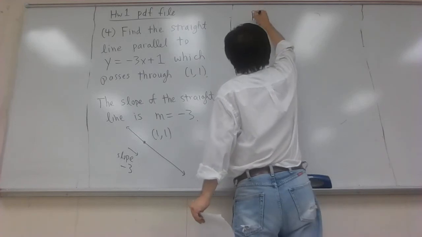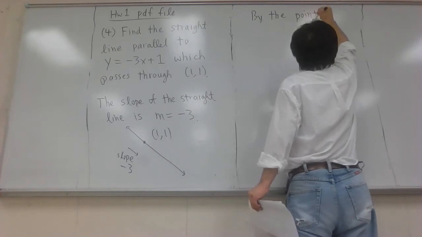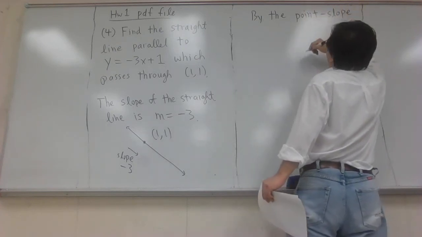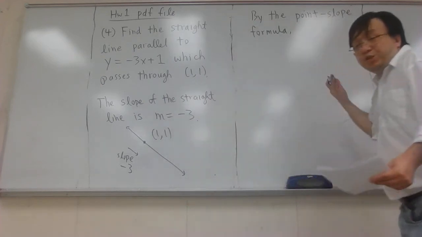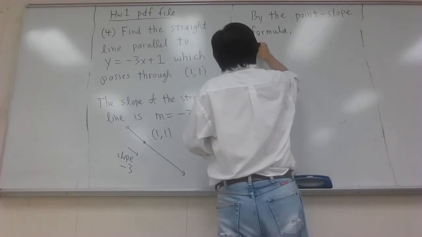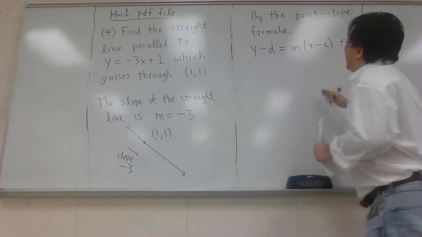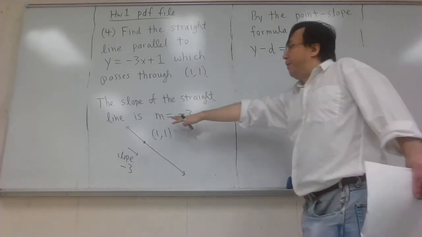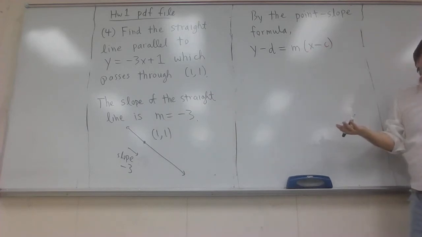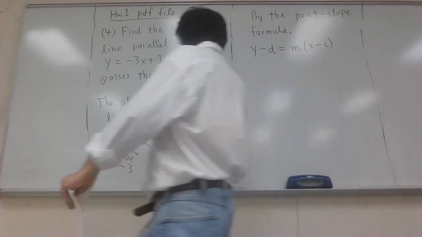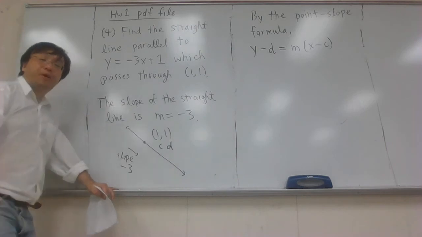So by the point-slope formula, the equation of the straight line is, okay, let's write down the point-slope formula: y minus d equals m times x minus c. And we know what m is. m is the slope. m equals -3. And what's (c, d)? (c, d) is just any point on the straight line. So we can take this to be (c, d), because (c, d) is any point on the straight line.